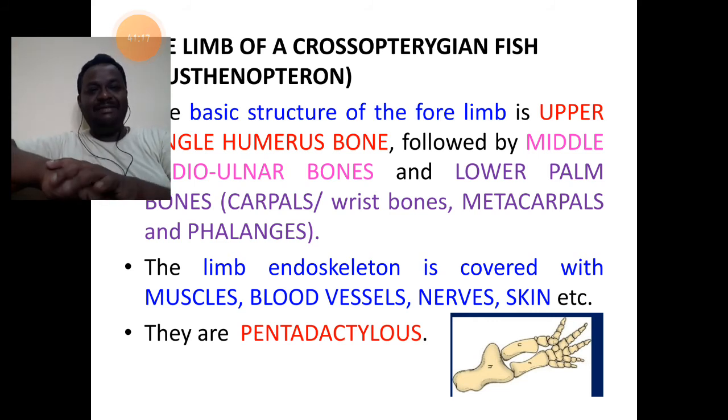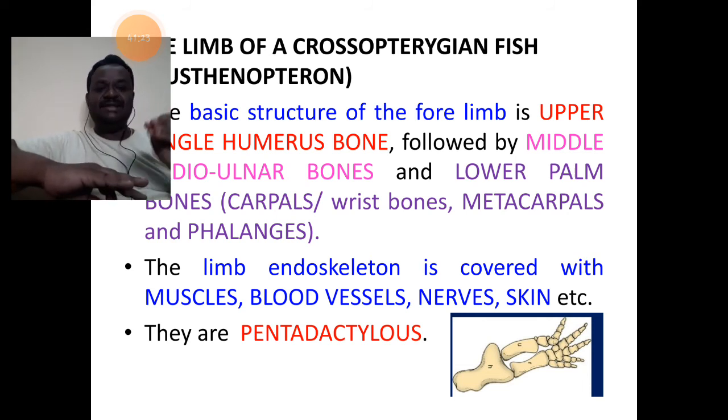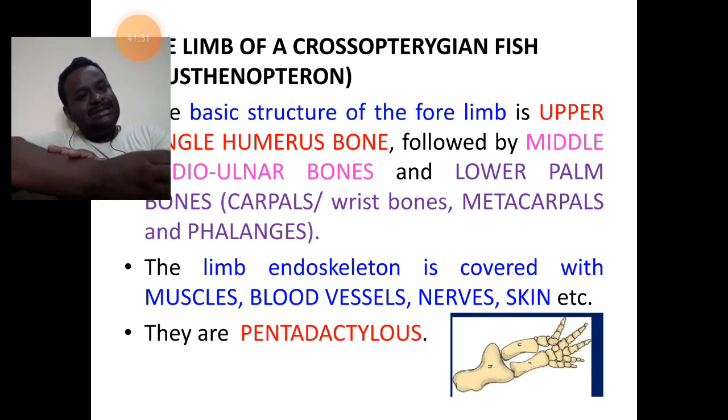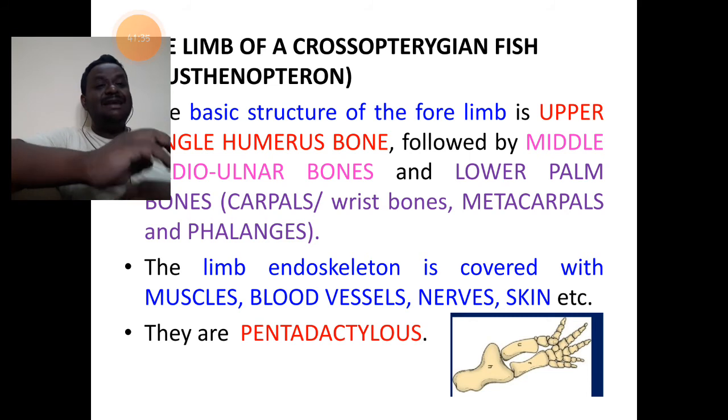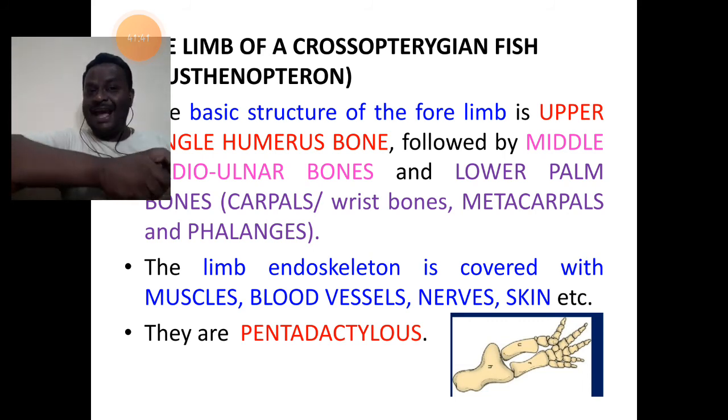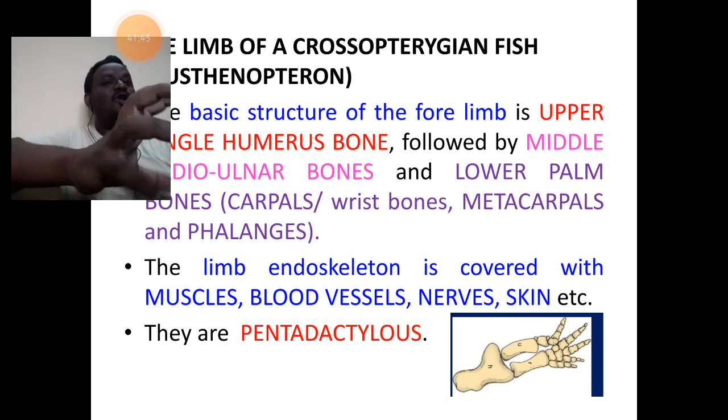Lower part containing the hand consists of bones of carpals at the wrist region, metacarpals at the palm region, phalanges at the digit region. So this complete bone structure is covered over by muscles, blood vessels, nerves and skin. This arrangement remains almost similar with the rest of the vertebrates also. We call it a pentadactylous limb. It is common.